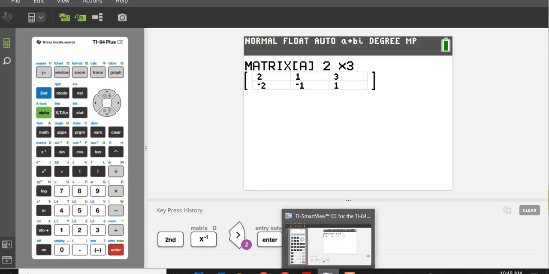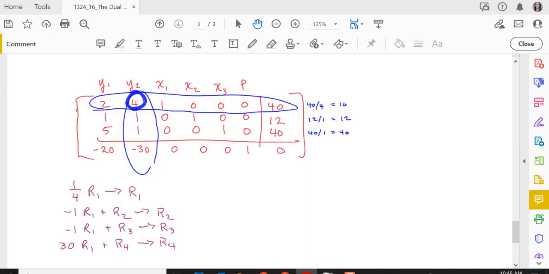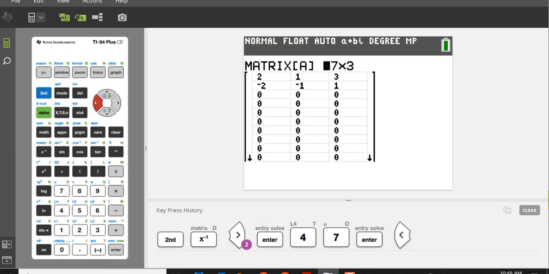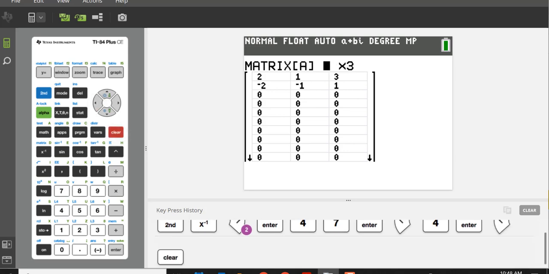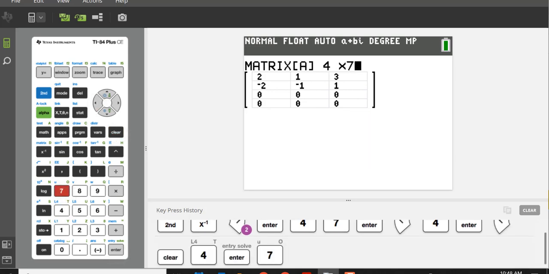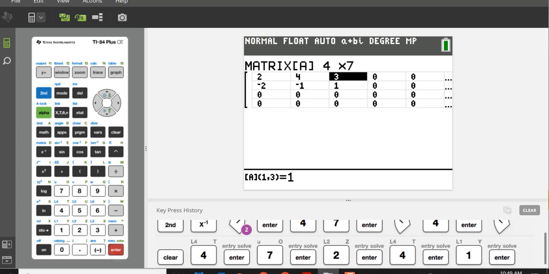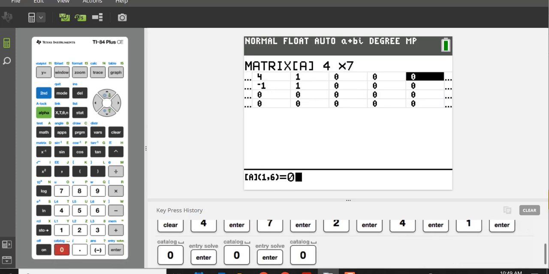Okay, what size is this initial one? 1, 2, 3, 4 rows. 1, 2, 3, 4, 5, 6, 7 columns. It's a 4 by 7. All right, and I have the matrix here. 2, 4, 1, 0, 0, 0, 40.